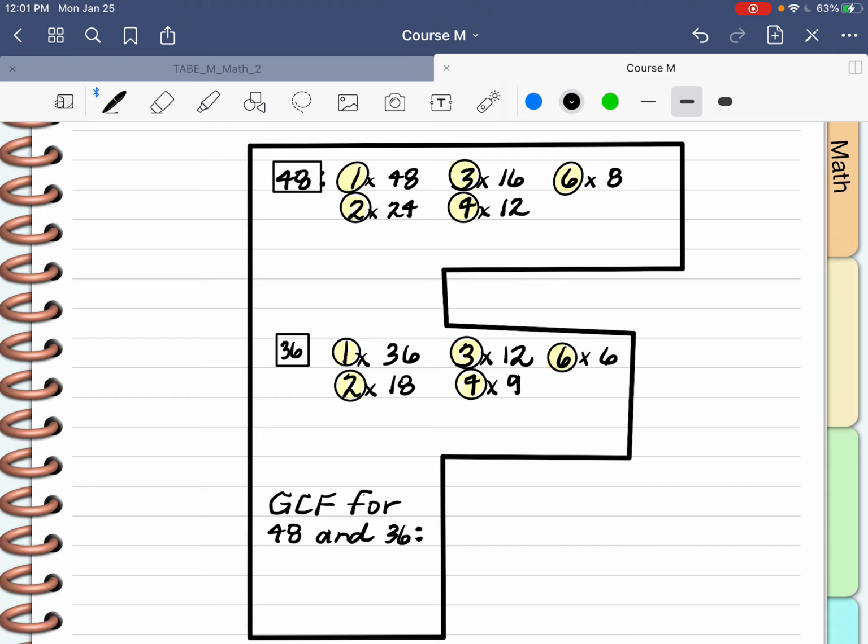Of those that I've circled, what's the largest? The greatest common factor for 48 and 36 is 6. Okay, that's called finding the GCF, finding the common factors, and then the greatest of those common factors.